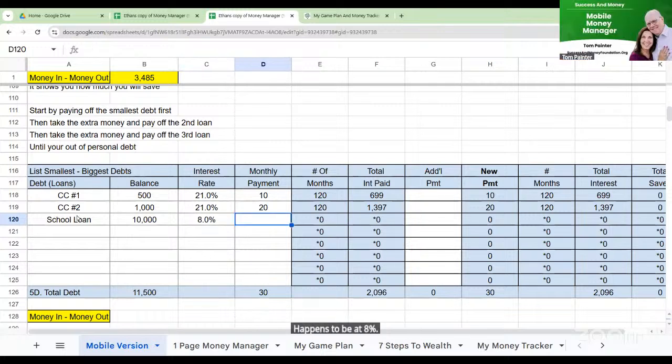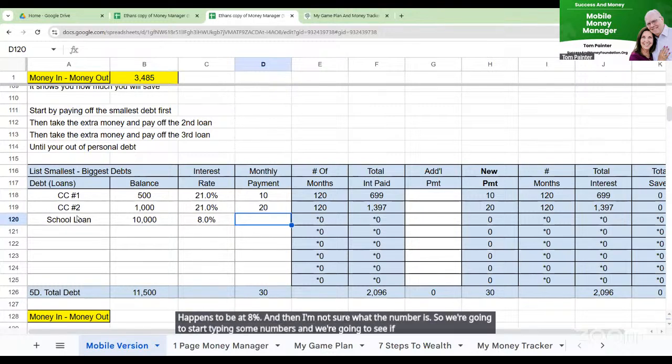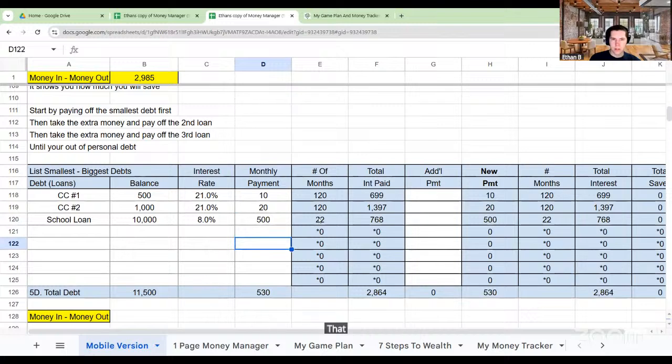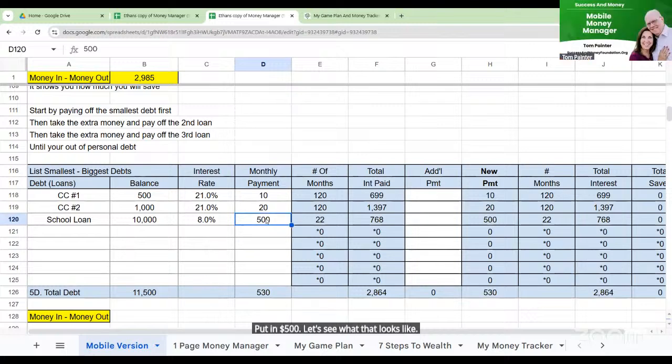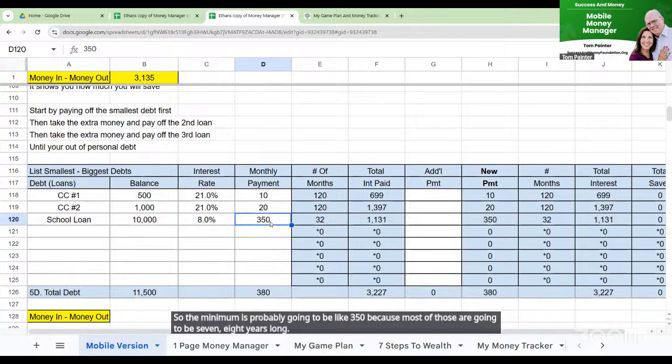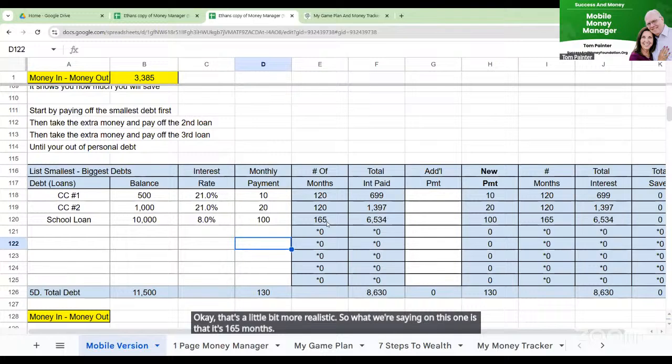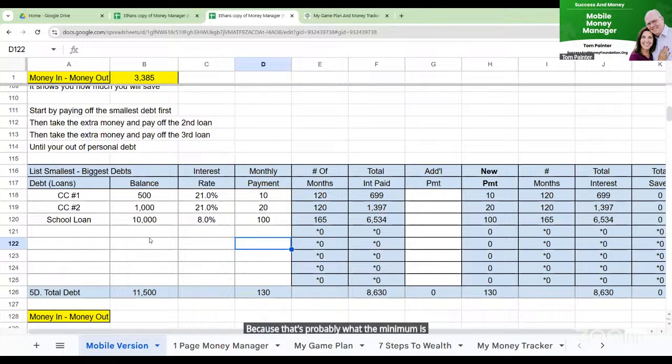I'm not sure what the payment number is, so we're going to start typing some numbers in to see if it calculates and approximately how many months it's going to be. So put in $500. Let's see what that looks like. The minimum is probably going to be like 350, because most of those are going to be 7, 8 years long. So let's go down to 200. That's a little bit more realistic. What we're saying on this one is that it's 165 months, because that's probably what the minimum is. All right, you got a school loan.